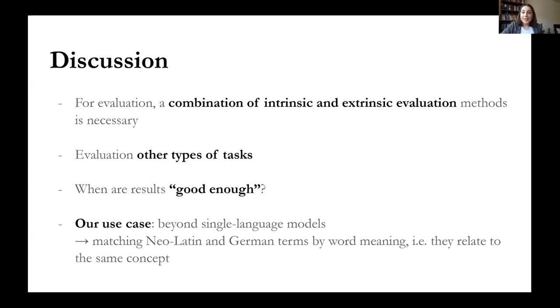So eventually, when this level of accuracy is reached, in our use case, we aim to expand beyond single language models to multilingual distributional semantic models. Our original large corpus, from which the tiny Neo-Latin corpus was lifted, consists of Neo-Latin and German texts on roughly the same topics and concepts. However, the different languages, of course, use different terms to refer to the same concept. And multilingual models could potentially map words with the same meaning to each other. Dream big, right?